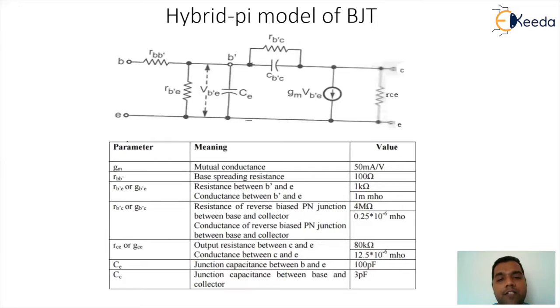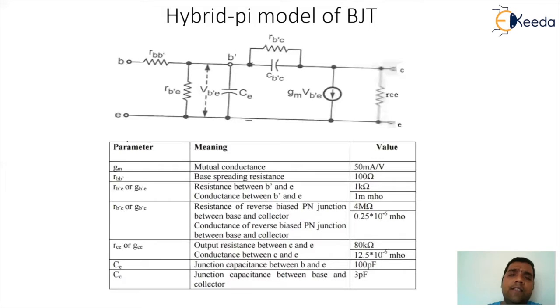rb'e is the resistance between the point B dash and E, or you can say the impedance measured between the base and the emitter of the BJT, which will represent a common emitter base emitter junction, which is forward biased. rb'c is the resistance existing between the base and the collector. Normally the value is very, very high. It goes into the high range of mega ohms because it is representing a reverse biased PN junction.